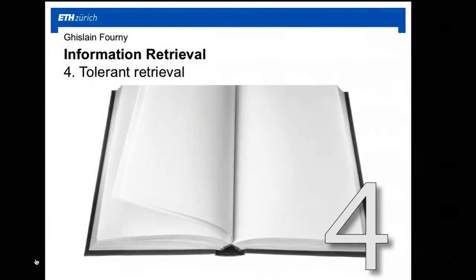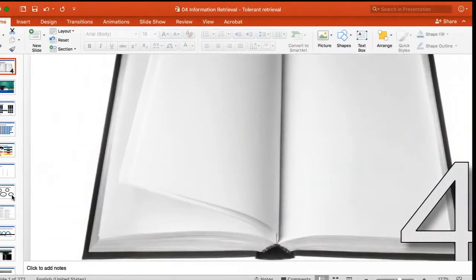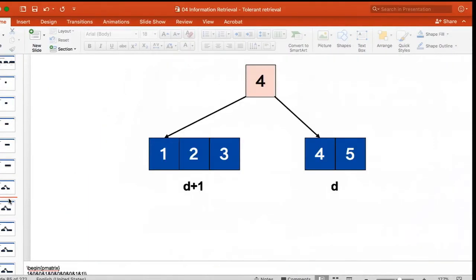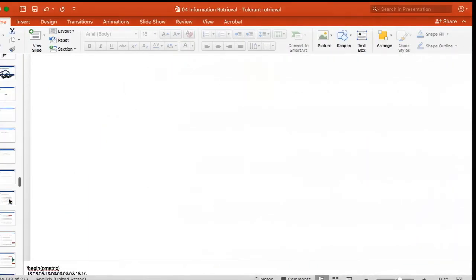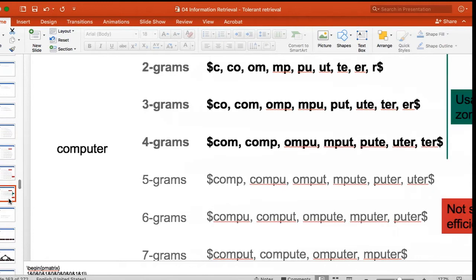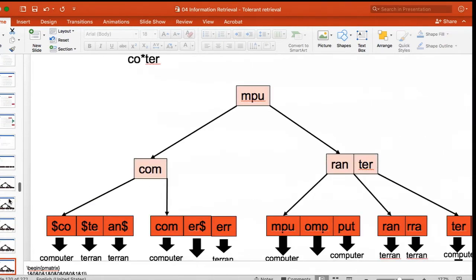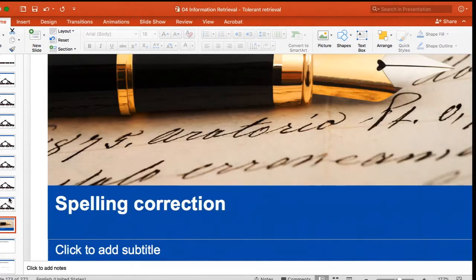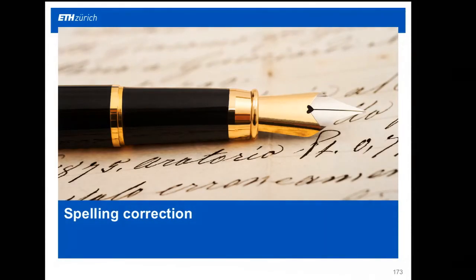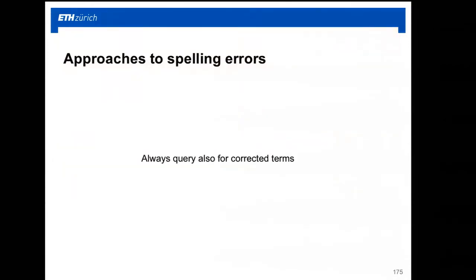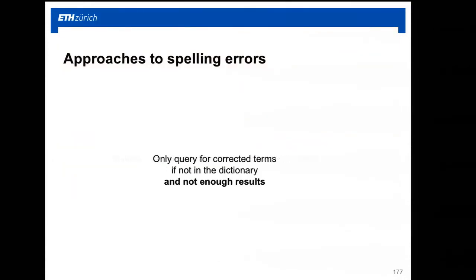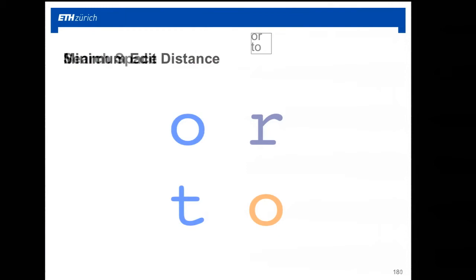So let me switch back to where we were last time. I will directly jump to where we were, so I will very quickly fast forward. We were in the middle of spelling correction. There were two things, the wildcards and the spelling correction. The first thing that I showed you for the spelling correction is the edit distance.